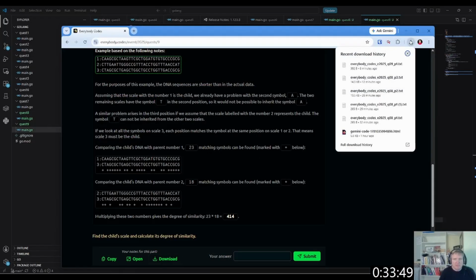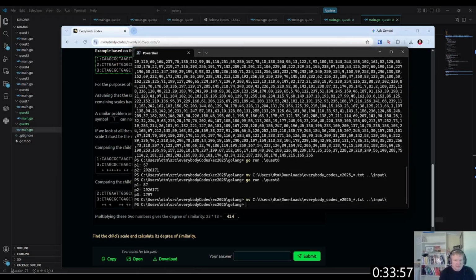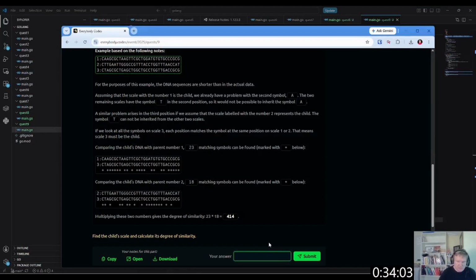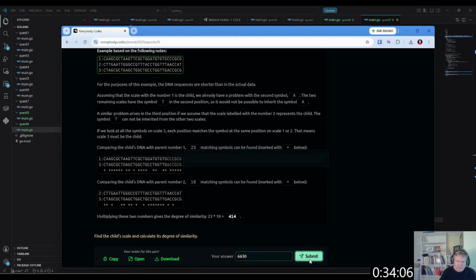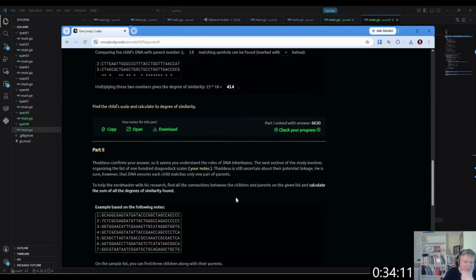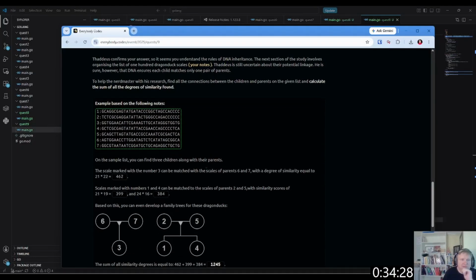Okay, did I get my data? Yes, I did in fact download my stuff. I just hadn't moved it over. 6630. Yay! Okay, 10 minutes. Okay. Part 2. Shows each child. Connections between children and parents. Calculate the sum of all degrees of similarity involved.